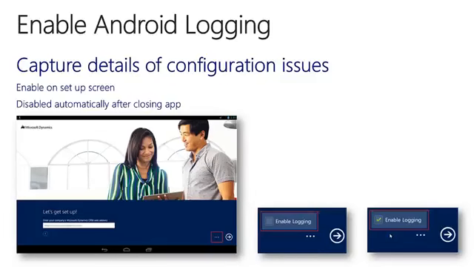One thing you might be wondering is, how do I get to this if I'm reproducing some sort of issue after configuration? In that case, you could sign out using the new sign out option, get back to this screen, enable logging, and reproduce that issue. Then you might be wondering, how do I disable logging? As soon as you close the app, it's automatically disabled. So you could reproduce your issue, capture that logging, and then close the app to stop the logging. Next time you open it up, it'll be disabled.